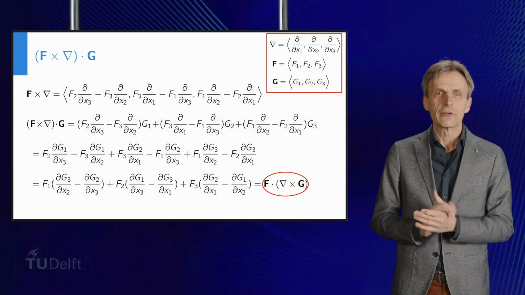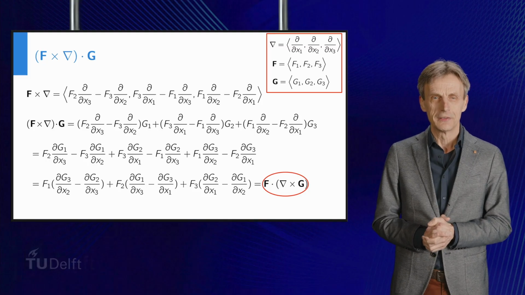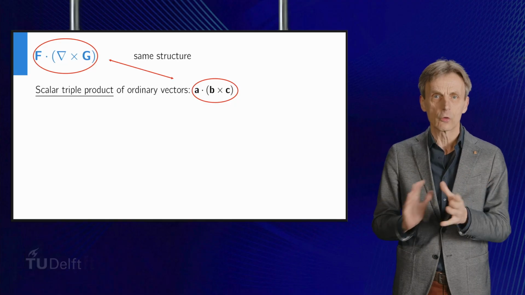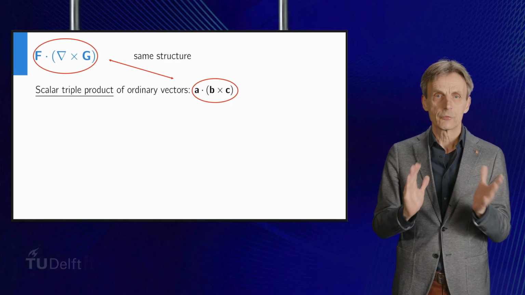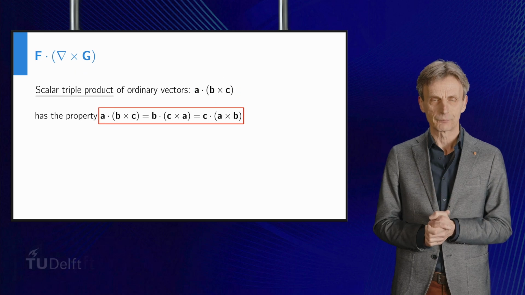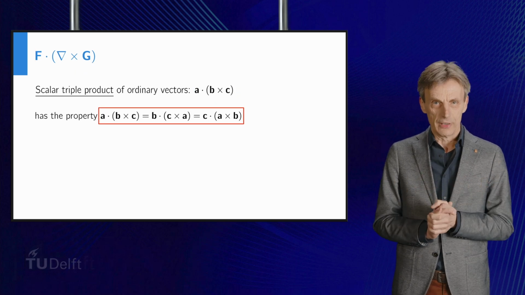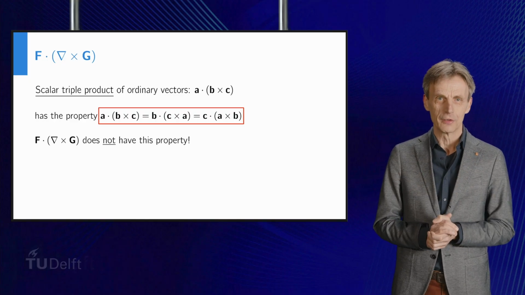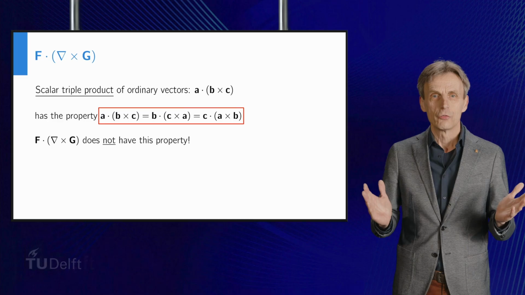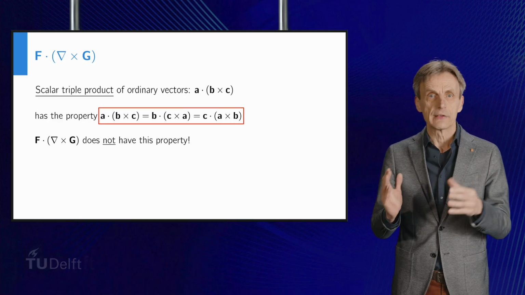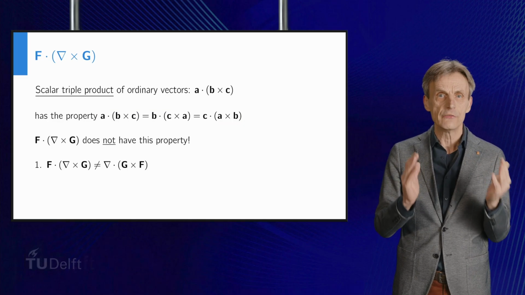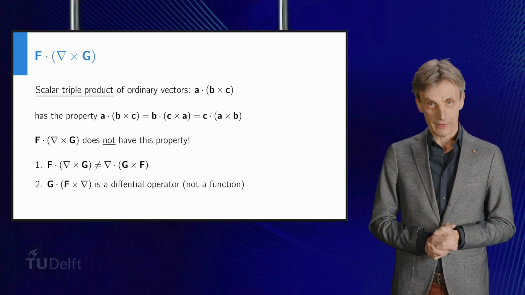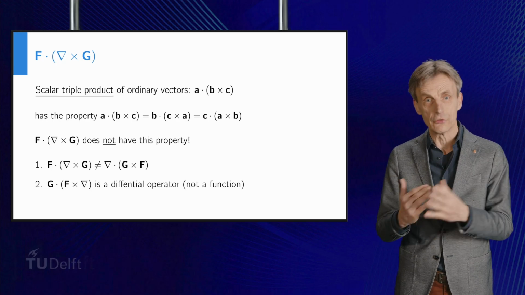Does this expression actually remind you of something? It has the same structure as the scalar triple product of three ordinary vectors. This product has the property shown here. The similar expression f dot del cross g does not have this property. Why? Well, first of all, it's easy to check that the two functions shown here are indeed not identical. Secondly, the third expression shown here is a differential operator, which is not a function.